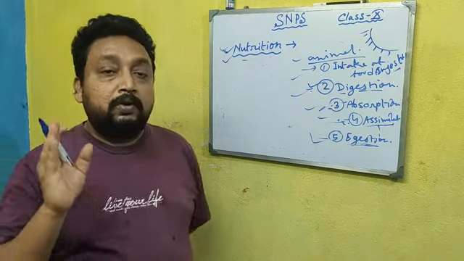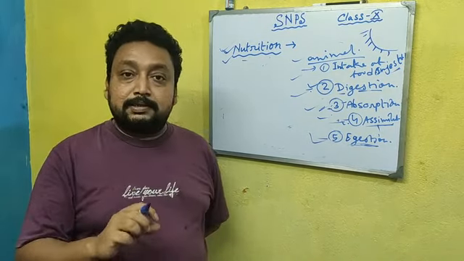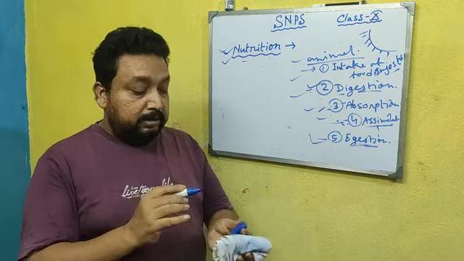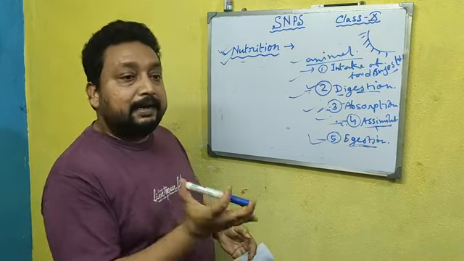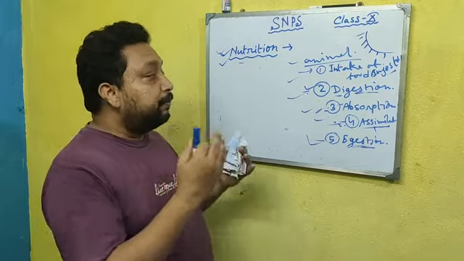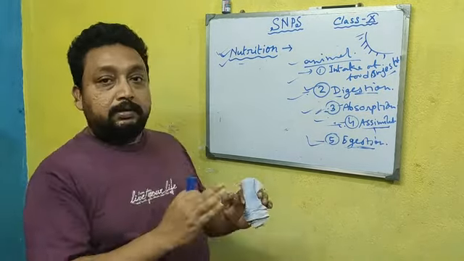Okay, so this is the part for today's class. In the next class we will discuss the different types of nutrition, like plant nutrition and animal nutrition, and the process of human nutrition separately.